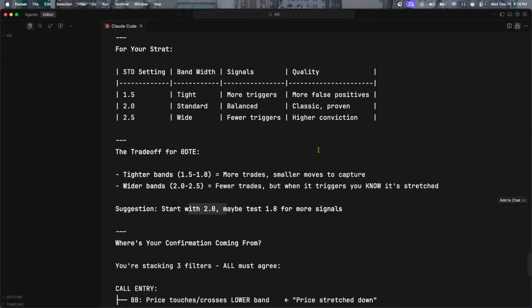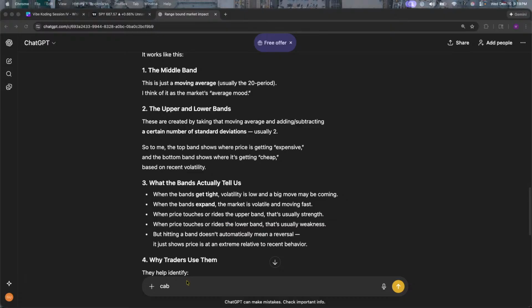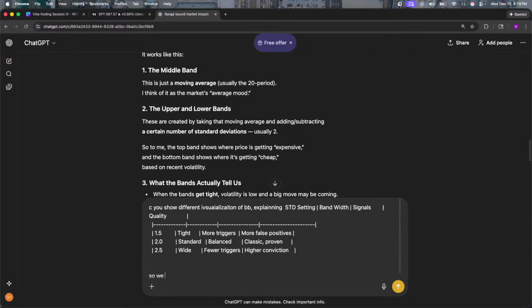So I'm going to have Claude Code explain and look at the different bands. Matter of fact, let's just jump over to ChatGPT real quick. Remember, we have multiple. Can you show different visualizations of BB from tight to wide, explaining so we can see how this works.